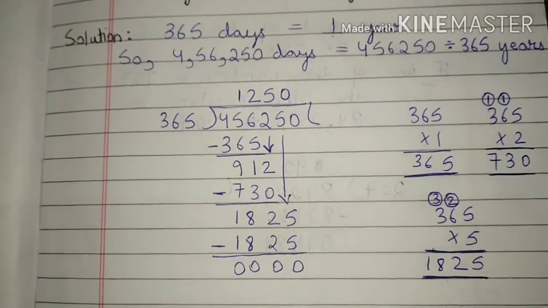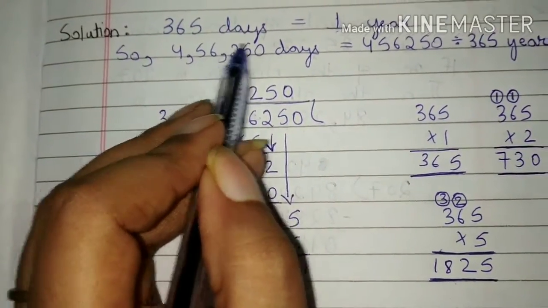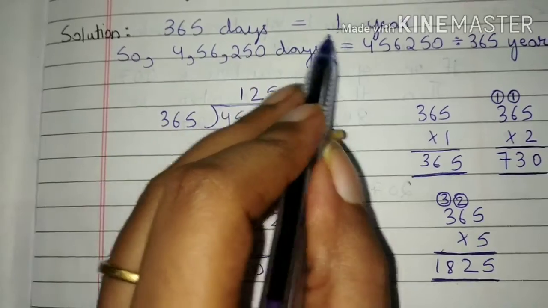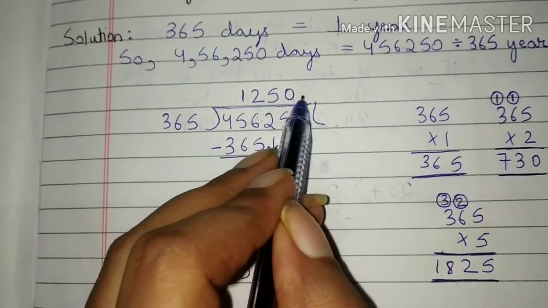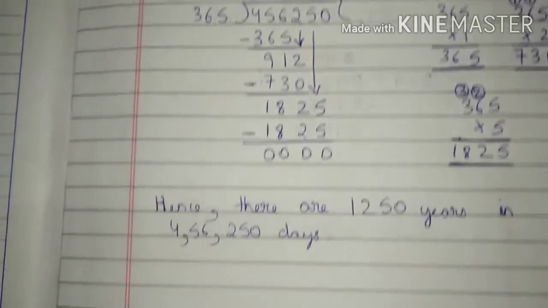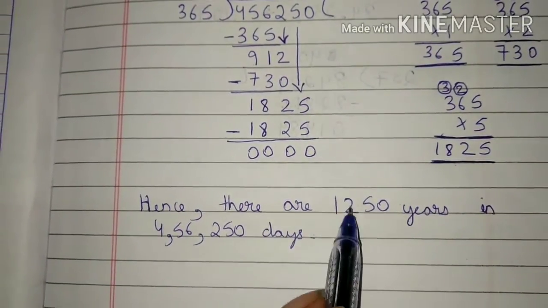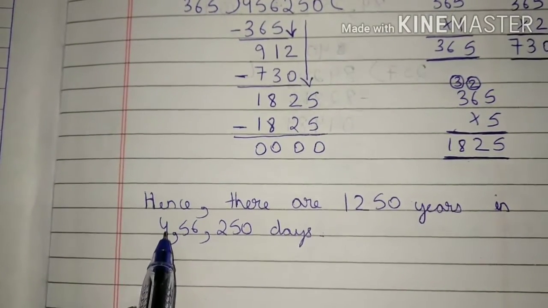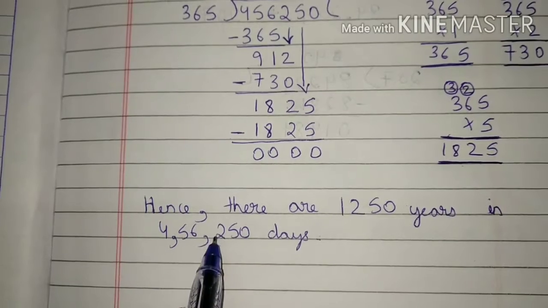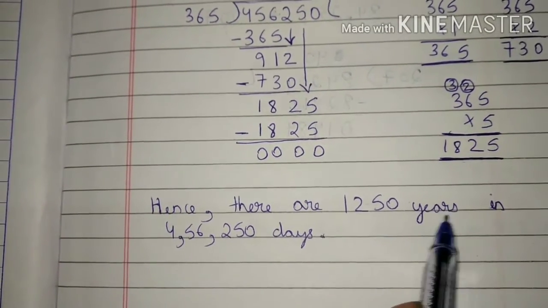So students, 4,56,250 days is equal to 1250 years. Hence, there are 1250 years in 4,56,250 days. Students, this is your answer.